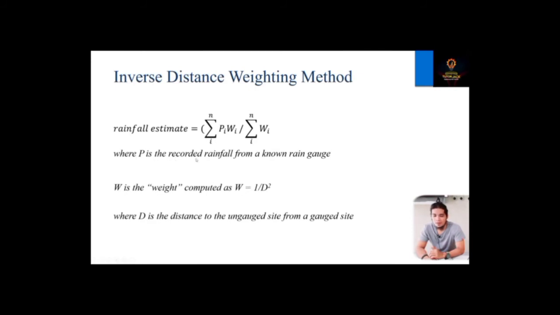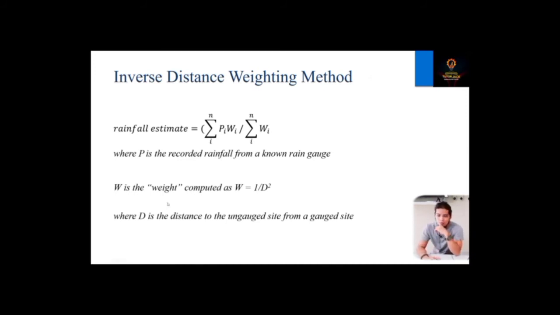So, P natin dito is yung mga recorded rainfall from a known rain gauge. Yung i dito is subscript, ibig sabihin parang notation lang na kunwari rain gauge 1, rain gauge 2, rain gauge 3. Ito namang n is total number of rain gauges. P is the recorded rainfall, and then W natin is yung weight. So bibigyan natin ng weight yung bawat isang known na rain gauge. Yung weight natin is yung influence niya dun sa ungauge site natin.